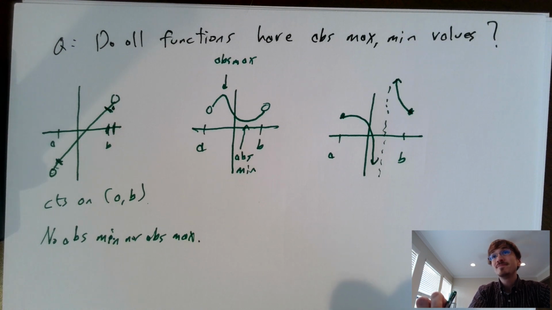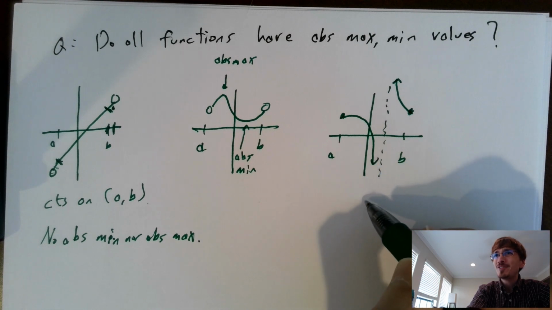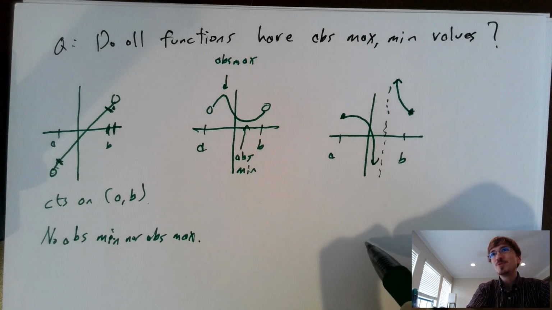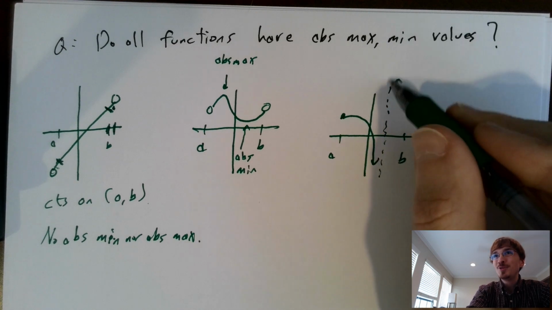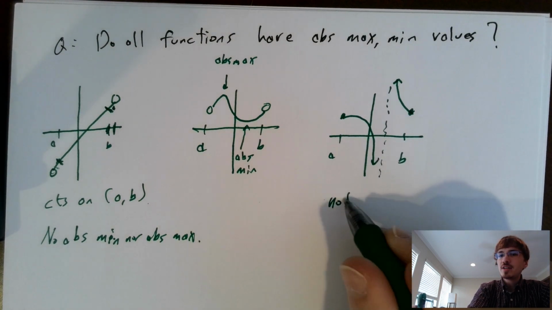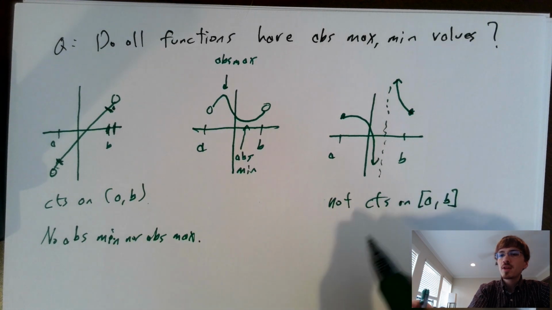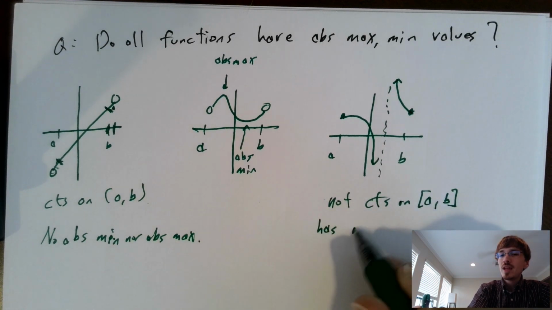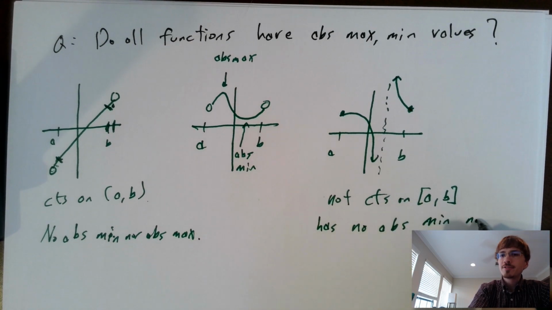The answer is no, right? It never attains the minimum value because this asymptote goes as far down as you want it to go. No matter what value you think is the smallest, most negative value, there's always one below it. Similarly for the ones going to positive infinity, there's no absolutely largest y value that it hits. So this function is not continuous on the closed interval AB, and again, has no absolute min nor max.